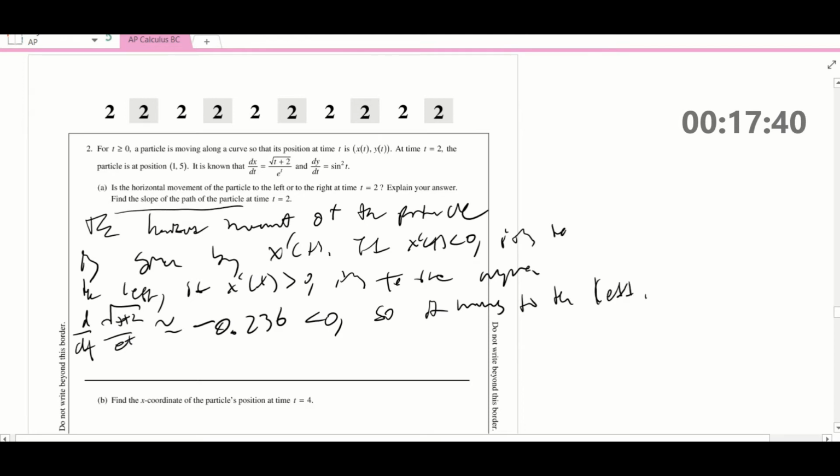Now it also asks you for the slope. I'm not sure why it does that. I feel like it should be in a separate problem, but sure.